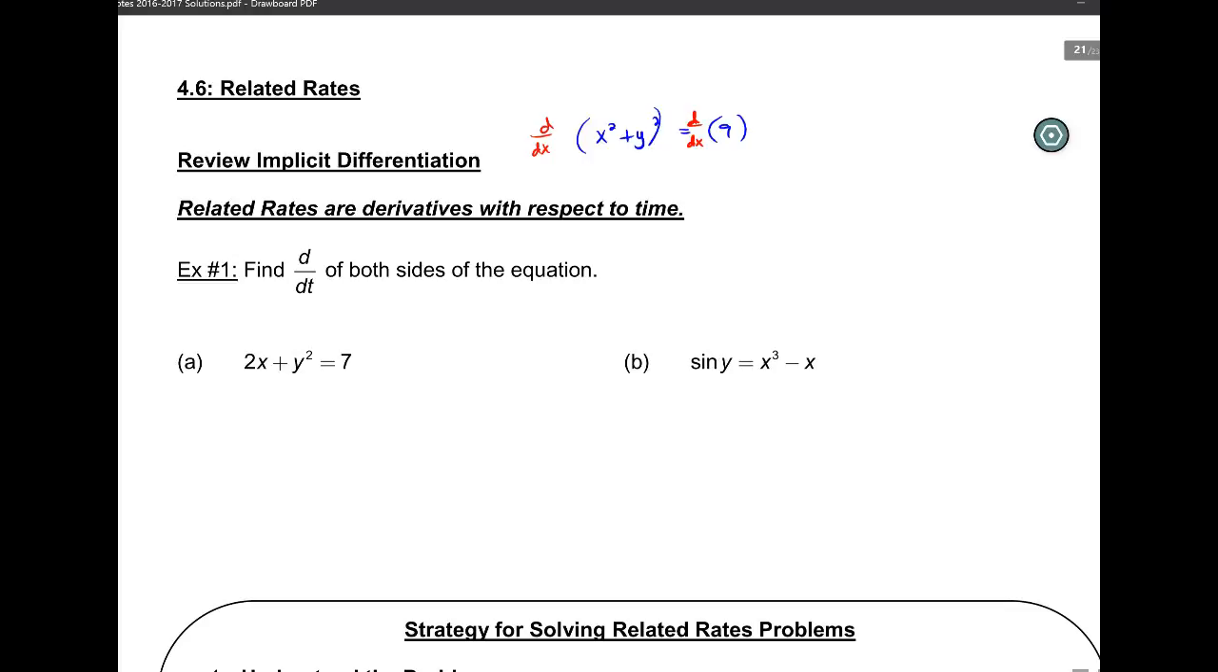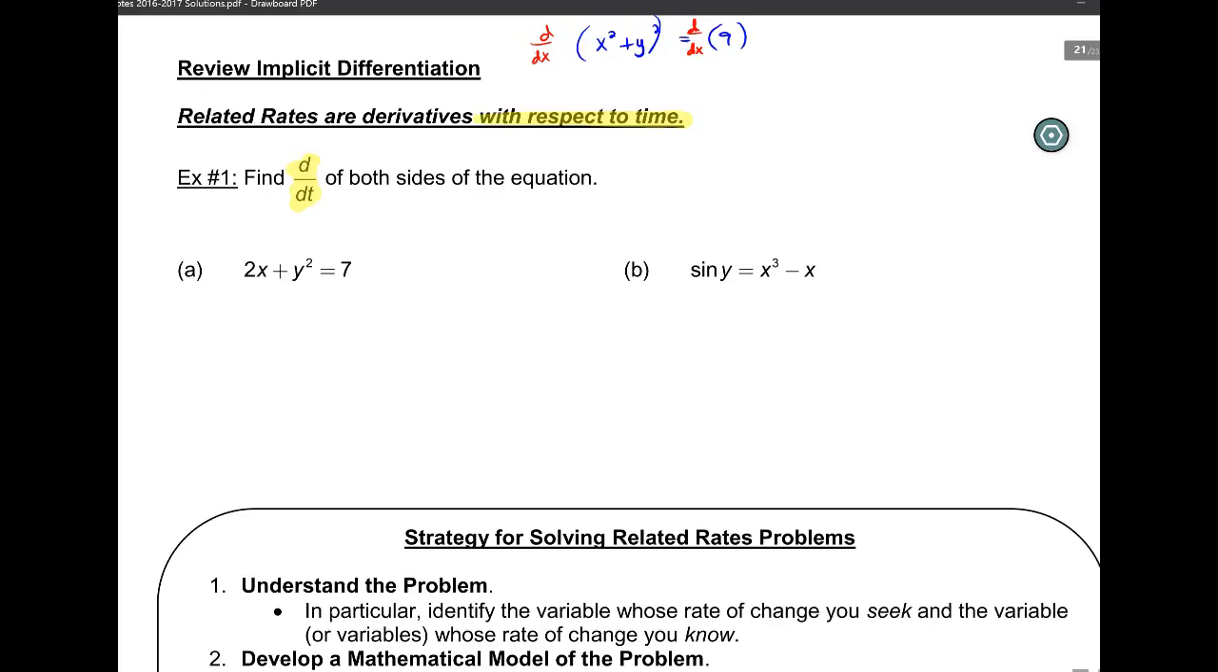So now what we want to look at, related rates, are derivatives with respect to time. So that means we're going to do d dt of both sides of the equation. So I'm going to take a look at the first one. We want to do d dt of 2x plus y squared equals d dt of 7.